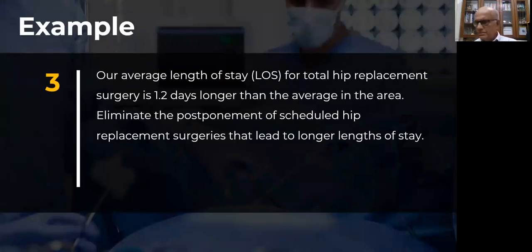Here's an example, a variation of our original. Our average length of stay for total hip replacement surgery is 1.2 days longer than the average in the area. Eliminate the postponement of scheduled hip replacement surgeries that lead to longer lengths of stay. It's implying a cause, that it's the postponement of scheduled hip replacement that is causing an extraordinary length of stay.